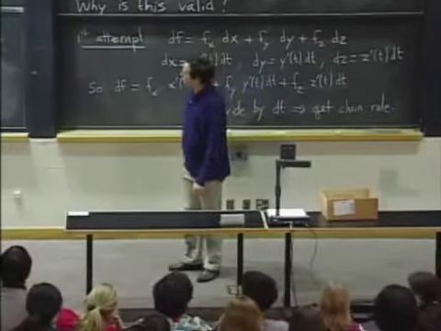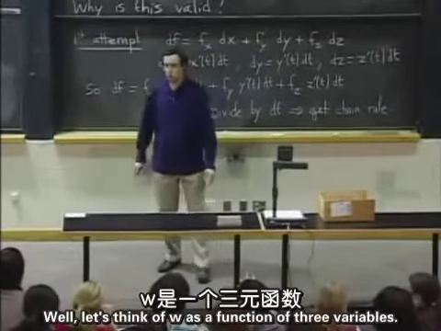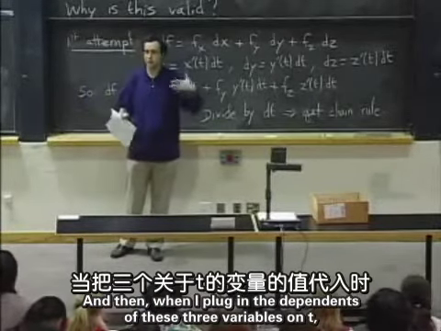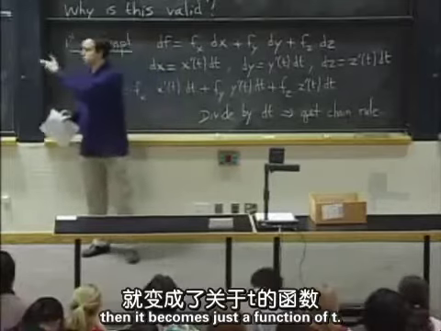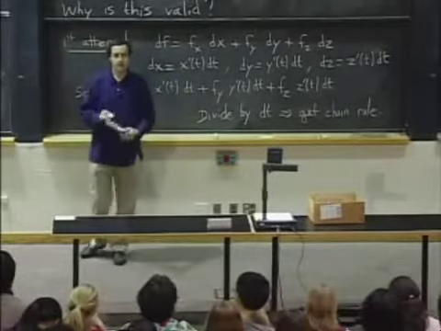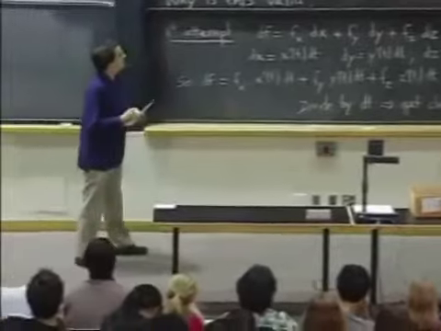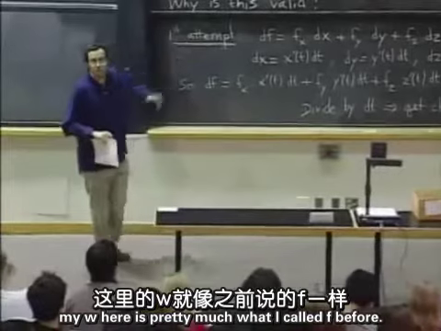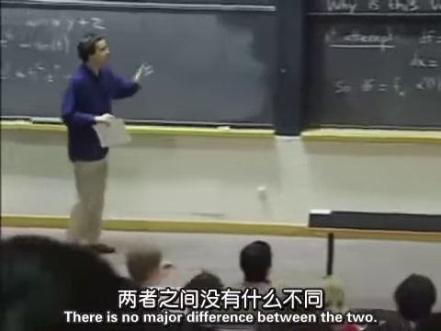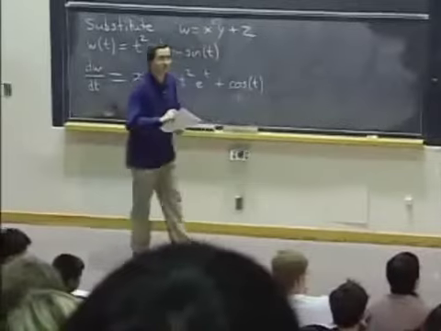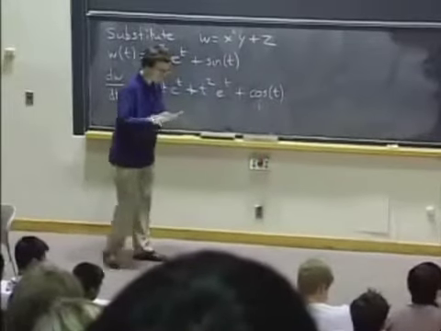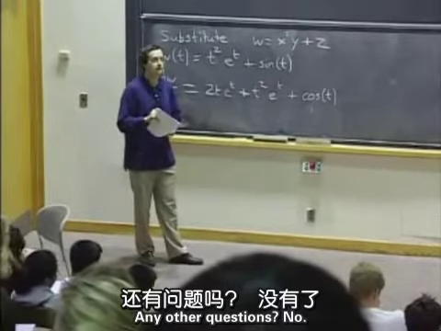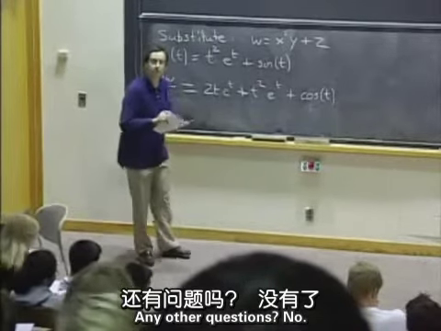So let's think of W as a function of three variables, okay? And then when I plug in the dependence of these three variables on t, it becomes just a function of t. I mean, really my W here is pretty much what I called f before. There's no major difference between the two. Okay, any other questions? No? Okay.